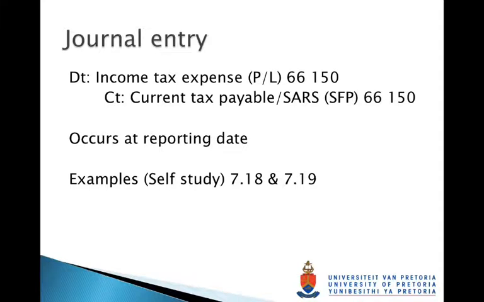And then just the journal entry for you guys to see it. You will debit income tax expense, that is a profit or loss item, with that amount, and you will credit the current tax payable or SARS, that is an SFP amount, with that amount. And then when you pay it, you will debit the current tax payable and you will credit your bank. So can you see the current tax is the bank amount, and that is the amount that you will use in your cash flow statement.